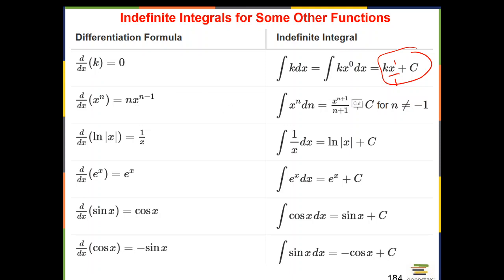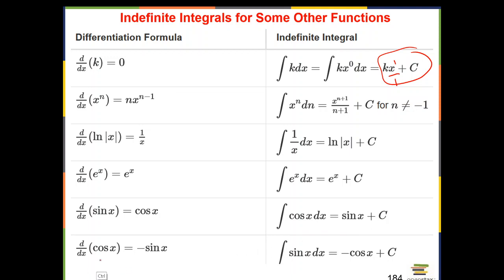x to n, we already talked about. The antiderivative of 1 over x is ln of the absolute value of x plus c. e to the x is itself, right? Because the derivative of e to the x is e to the x, so the antiderivative of e to the x is e to the x. So the indefinite integral of e to the x dx is e to the x plus c. And the derivative of sine is cosine, so the indefinite integral of cosine is sine plus c.